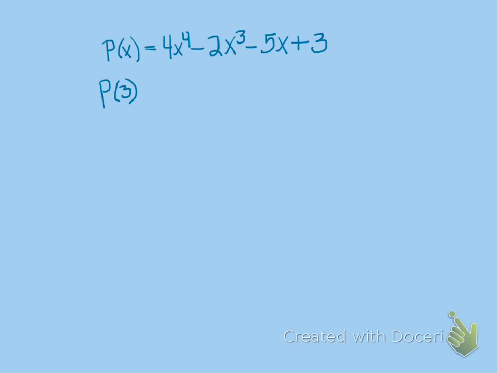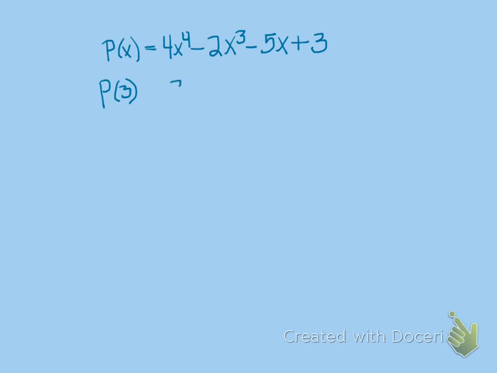So let's say I want to do a synthetic substitution to evaluate p of 3 for this polynomial, 4x to the fourth minus 2x cubed minus 5x plus 3. I probably would have to use my calculator if I did traditional substitution, because I'd be raising 3 to the fourth power, and then whatever I get, multiplying by 4, and so on. But this is how I would do synthetic substitution.